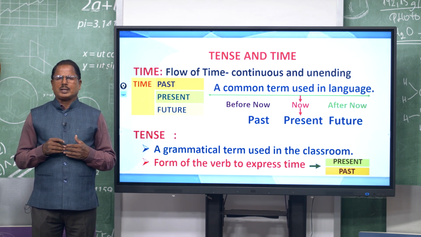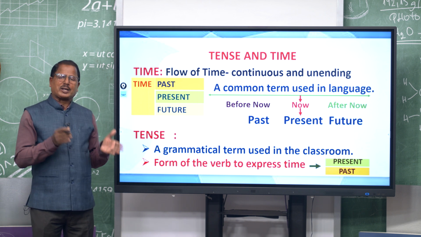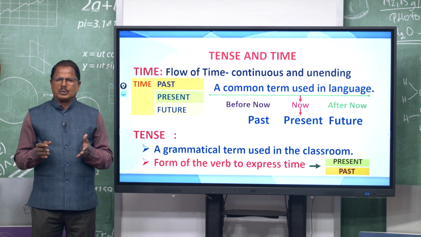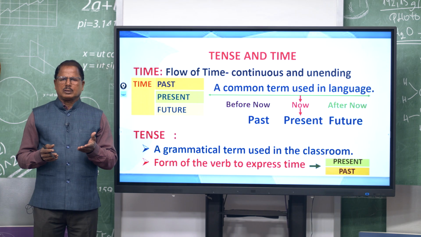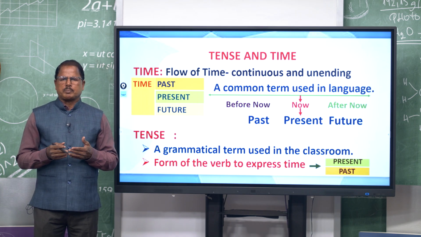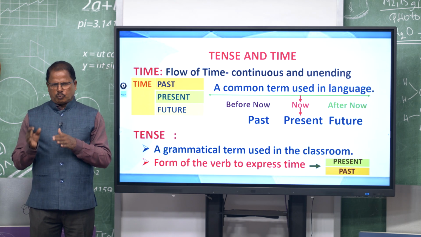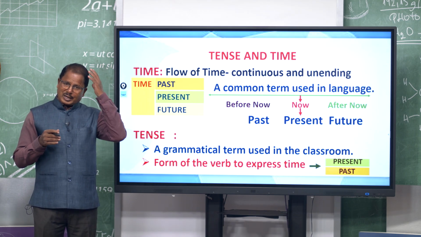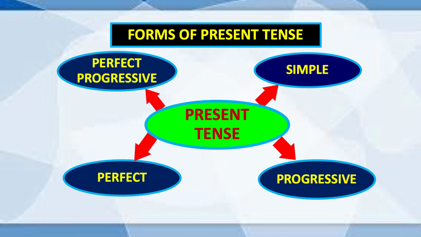But tense is a grammatical term used in the classroom, that is a form of the verb to express time in relation to action, in relation to attitude. Sometimes we use past tense to talk about present time. If I say, could you please help me, the particular word could, past tense, is used to express my feeling, my request to someone, right. So, sometimes we use past tense to talk about the present time. So, tense is the form of the verb in relation to time and also in relation to our attitude or wish, right.